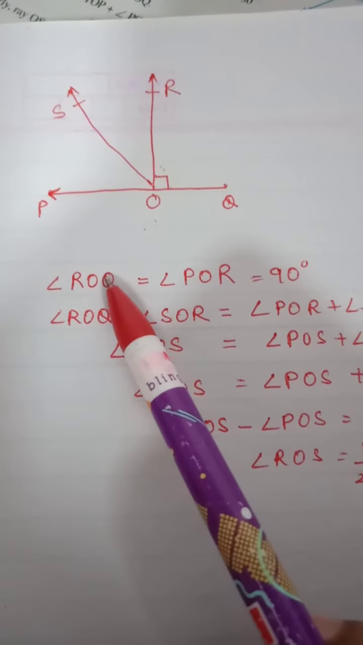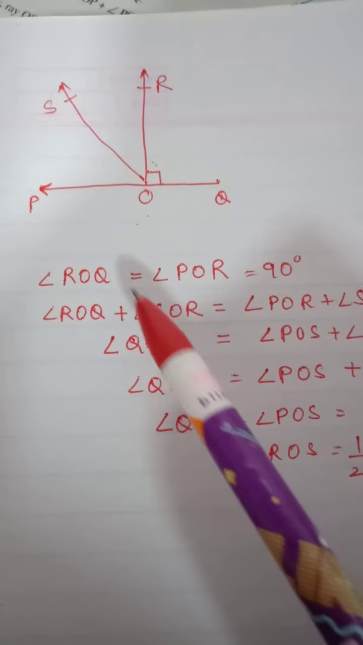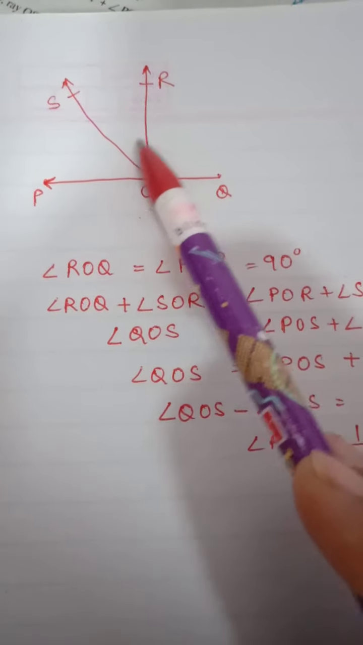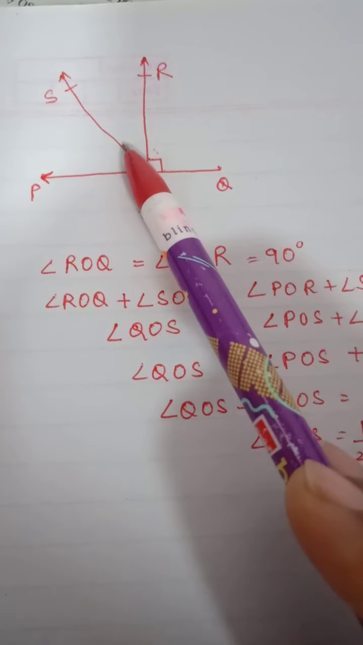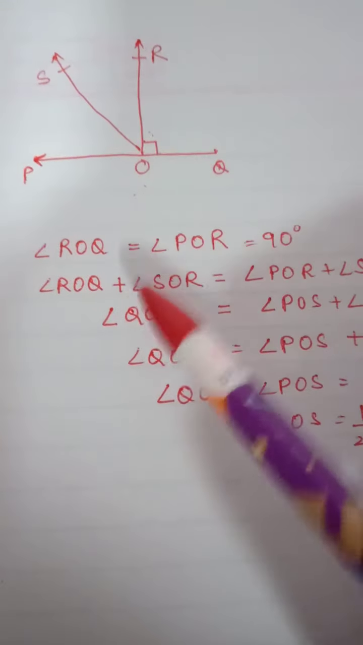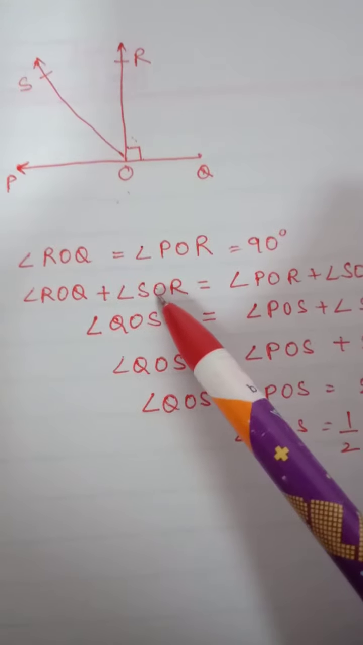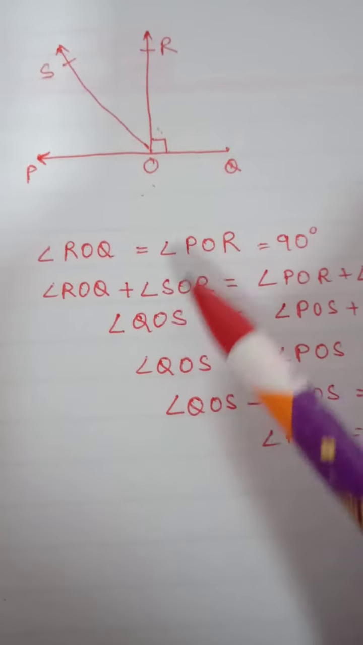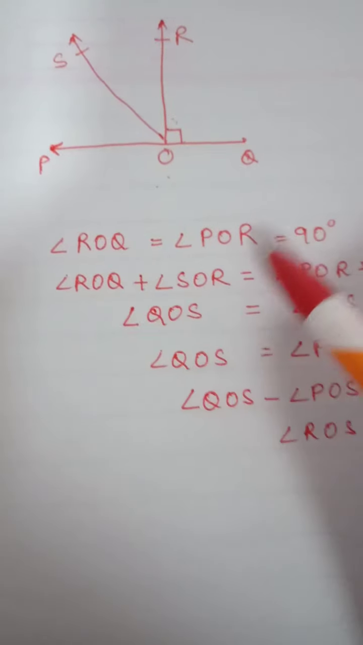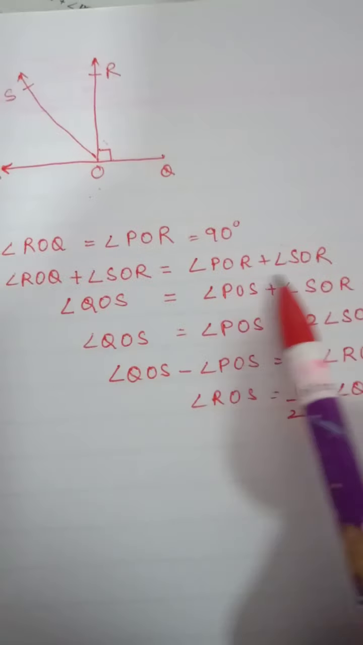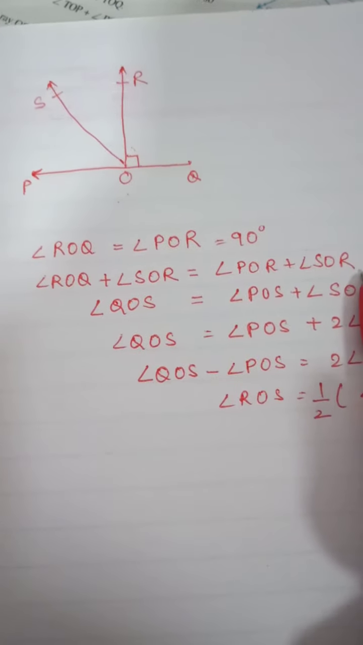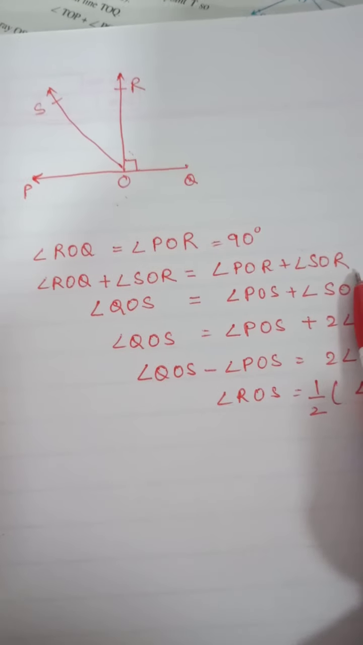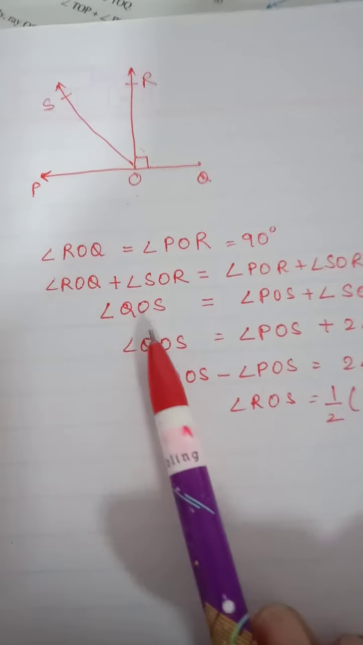So in place of ROQ, we add this angle SOR or ROS. You can write ROS or you can write SOR, this depends on you. Okay, we add this SOR to both sides, LHS and RHS. We added this SOR on this side and also on this side. You can write SOR or ROS, you can write any one.